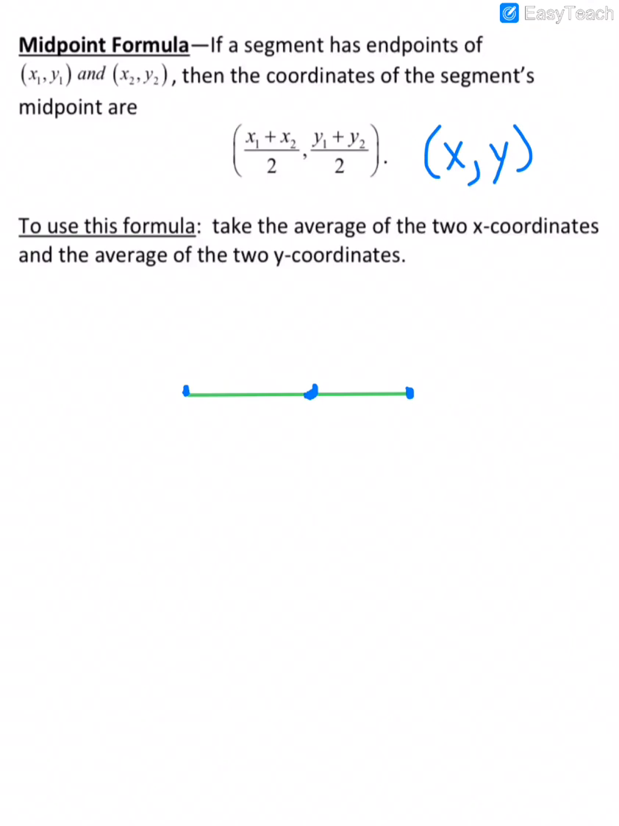Now, this formula is pretty easy to remember because all we're doing is we're finding the average between the 2 points. Now, if you'll remember, the way that we find the average of a set of numbers is we add up all the numbers and then we divide them by however many we have. Well, that's what we're doing here. We have 2 x's, we add them together and we divide by 2. We have 2 y's, we add them together and divide by 2, and that gives us the midpoint.